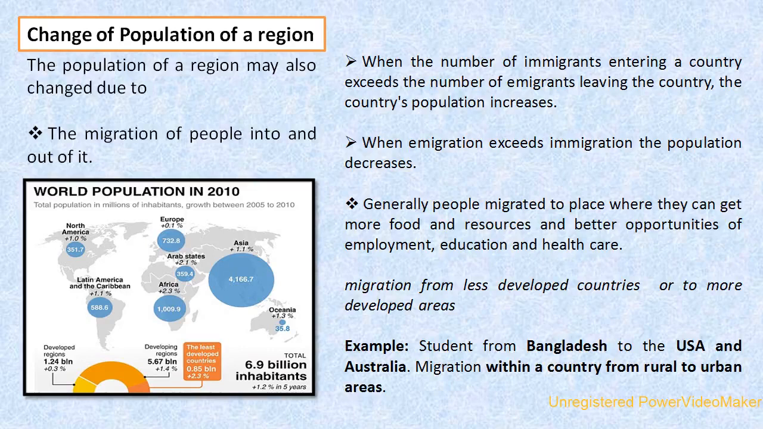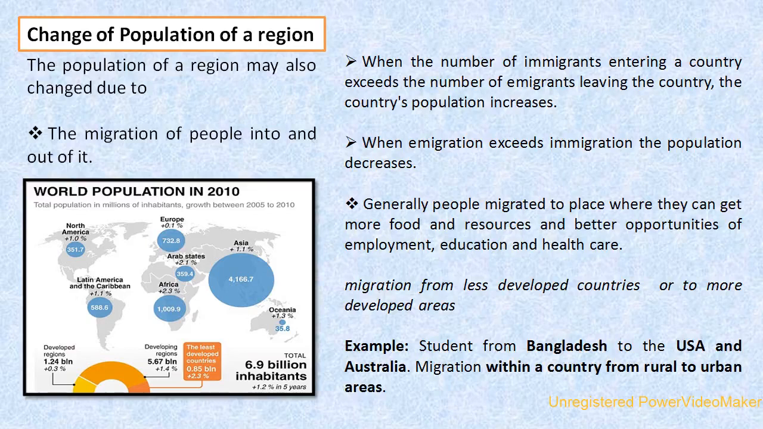In other words, it can be the opposite way. When emigrants exceed immigrants, that is, the number of people going out is more than the number of people coming in, then the population decreases. If 200 people went outside India and 100 people came in, then the number of people living in India is decreased. So we can see the decrease in population.